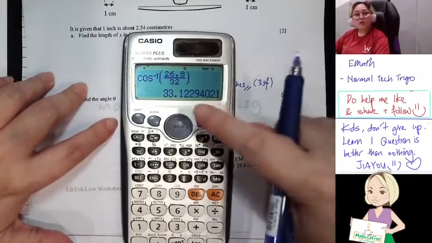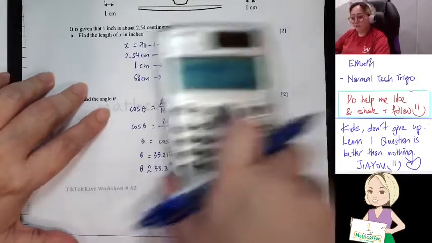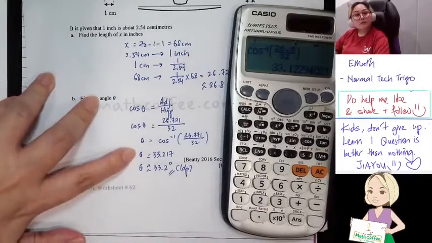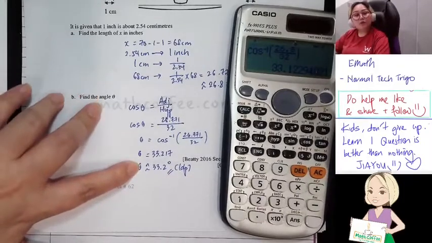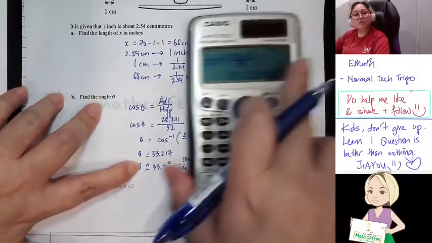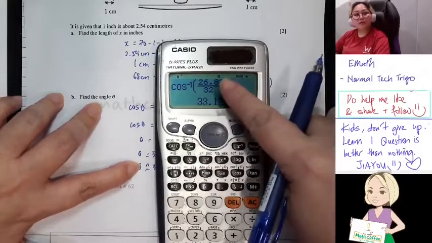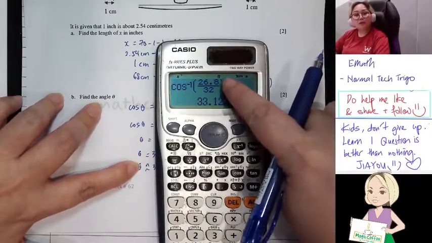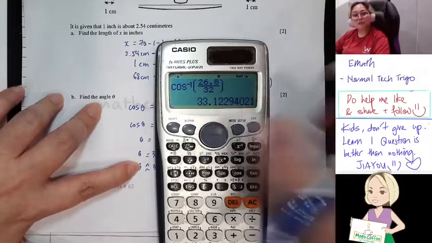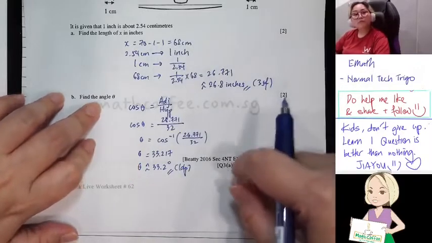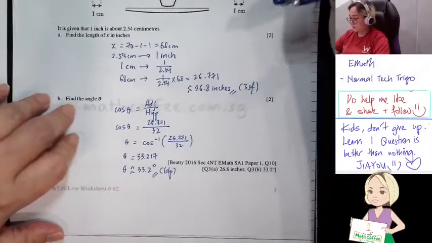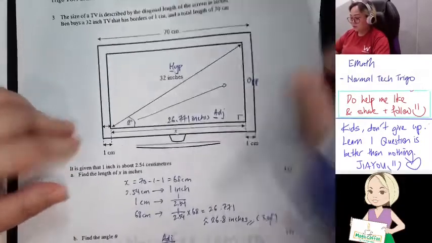Okay, so 33.1229. Okay, 33.2. You understand? So now you know why you shouldn't use the rounded off one. Always use the long numbers in your calculation. Okay? Come, next question.